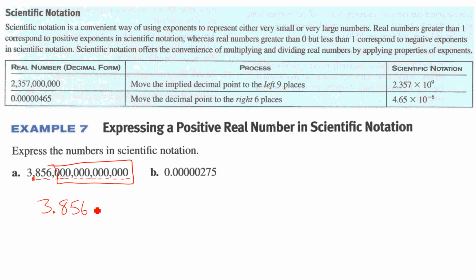We can write this as 3.856 times 10 to the 15th power, right? So positive powers are going to get really, really big. Negatives, 1, 2, 3, 4, 5, 6 go just past the first important number that's not a 0. 2.75 times 10 to the negative. Again, how many do we move? 1, 2, 3, 4, 5, 6 times 10 to the negative 6.